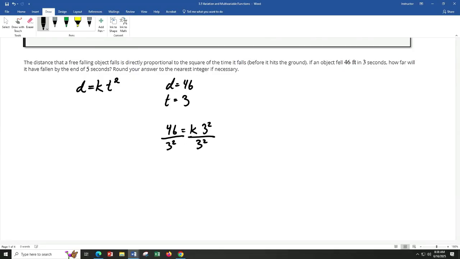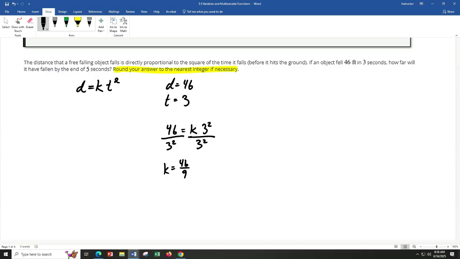Let's divide off the 3 squared off both sides. Be very careful with these answers because it says round your answer to the nearest integer if necessary. I get a k value of 46 over 9. No, that won't reduce. You can put it in a decimal if you want. Just make sure you go to the 10th place since you're going to go to the nearest integer. But now notice I have a k value.